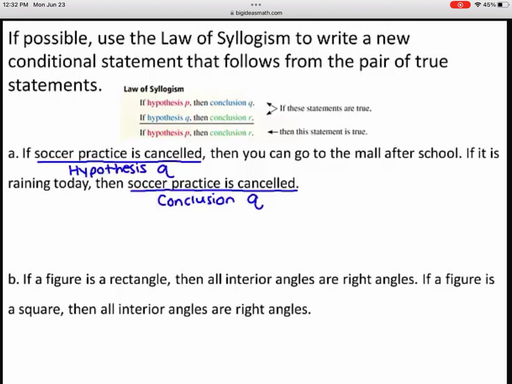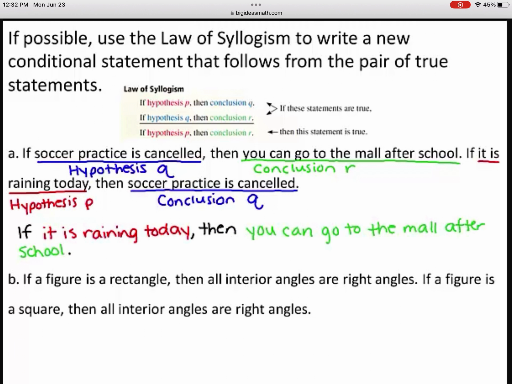statements. Let hypothesis P be, it is raining today, and let conclusion R be, you can go to the mall after school. So, by the law of syllogism, the new conditional statement that follows from this pair of statements is, if it is raining today, then you can go to the mall after school.